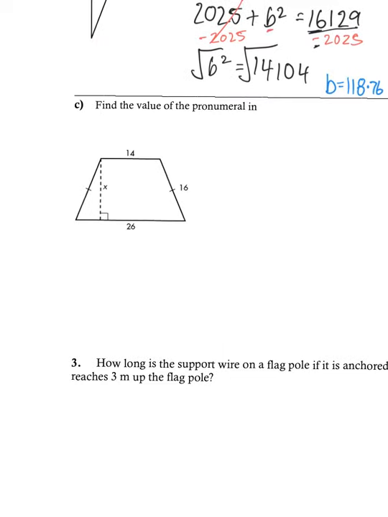Okay, question C. Find the value of the pronumeral in this shape. Okay, so what we've got here, guys, is we've got a trapezium. Okay. This question, what you've got to do is we're trying to find the value of this x here. Okay. What I can do is I'm actually going to see this triangle on the left of the trapezium. I'm going to redraw that. I'm going to draw that again over here.